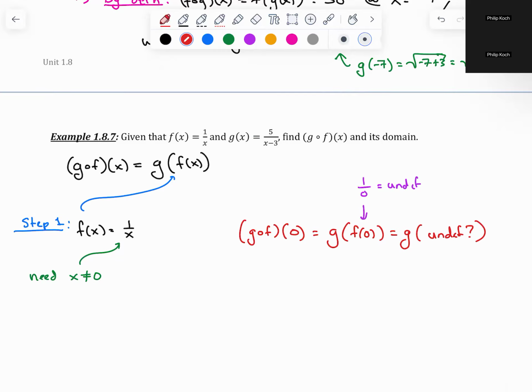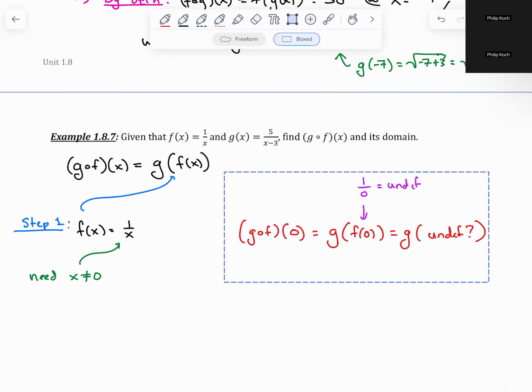So step 1 says that we need x to not equal 0. If we were to try and do it by the definition, that would be g of f of 0, but f of 0 is undefined. So g of undefined, what would that be? Nothing. It can't be anything. It's undefined. So that's the first step.